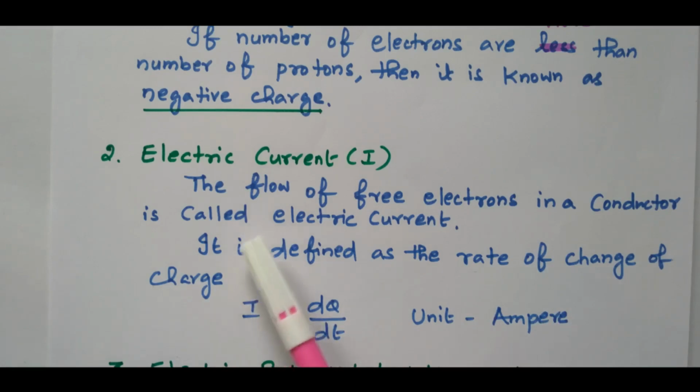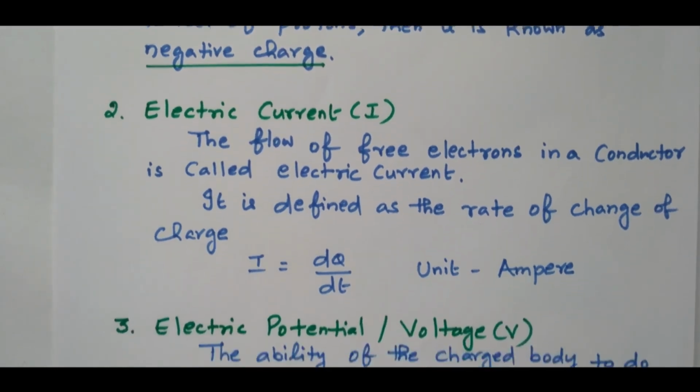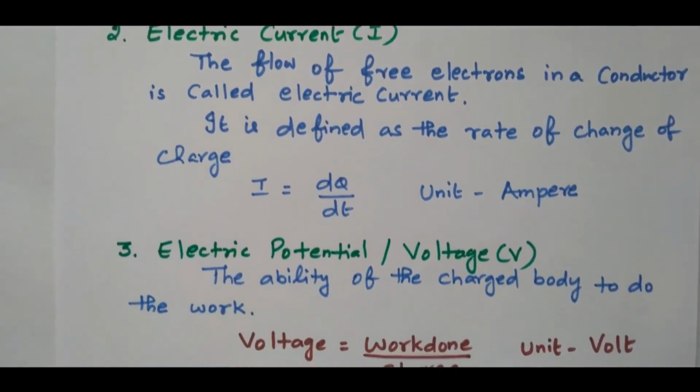So the flow of free electrons in a conductor is called an electric current. It is defined as rate of change of charge. The symbol is I equal to dq by dt. The unit is ampere. So while applying external force, the free electrons are moving. That is nothing but an electric current. And how many electrons are moving? That we'll see next.